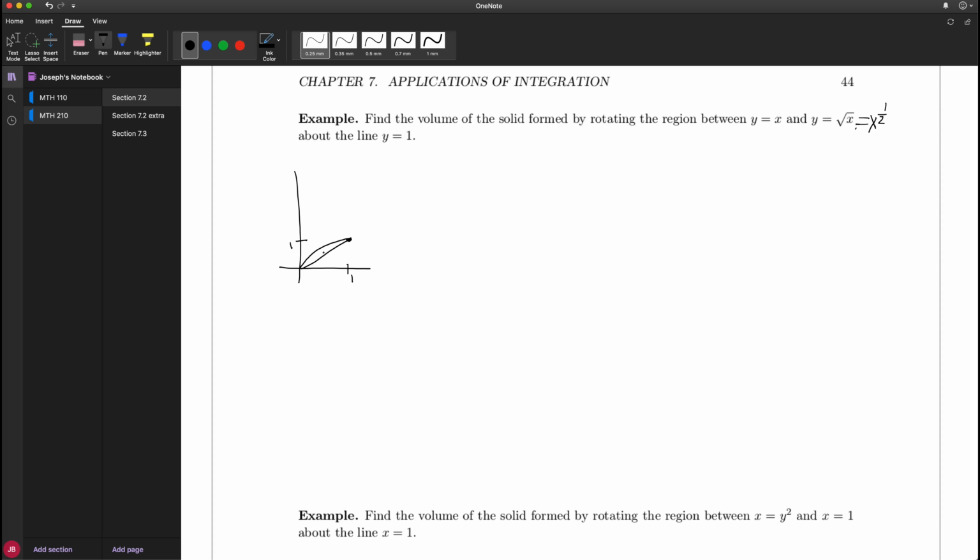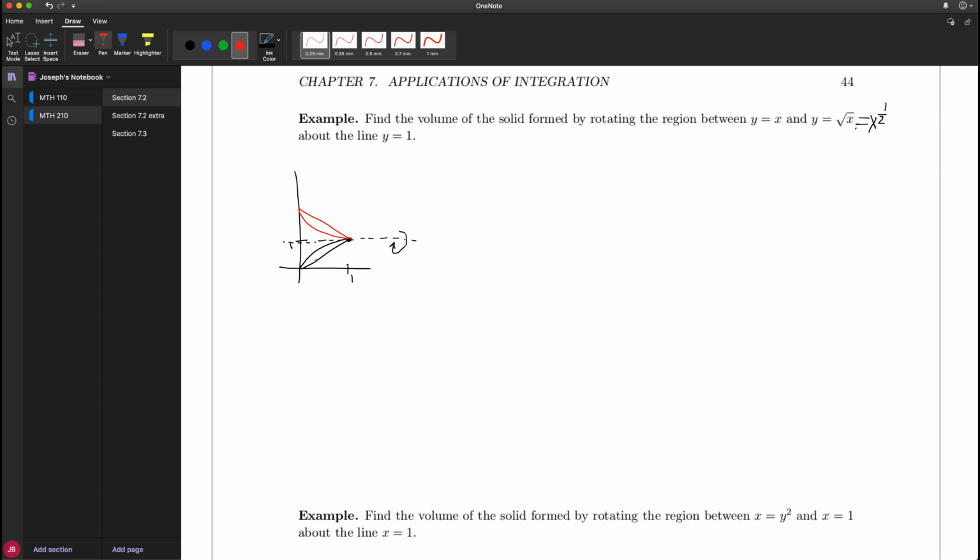And now we're going to rotate about the line y equals 1, which is a horizontal line. And so we need our functions to be functions of x, which they are, right? So y equals x and y equals x to the 1/2. So we're going to rotate here. And let's see what that gets us. So rotating here, this point actually will stay right where it is. And it looks like the y equals x will form the outer part of the solid that we get, and the y equals x to the 1/2, excuse me, will form the inner part.